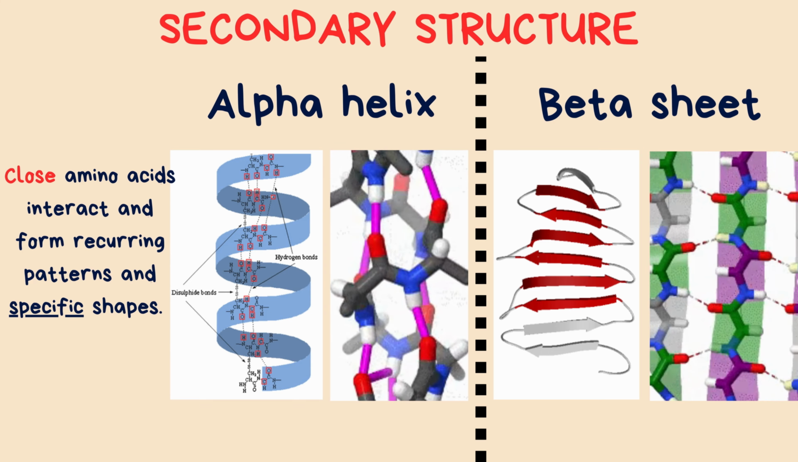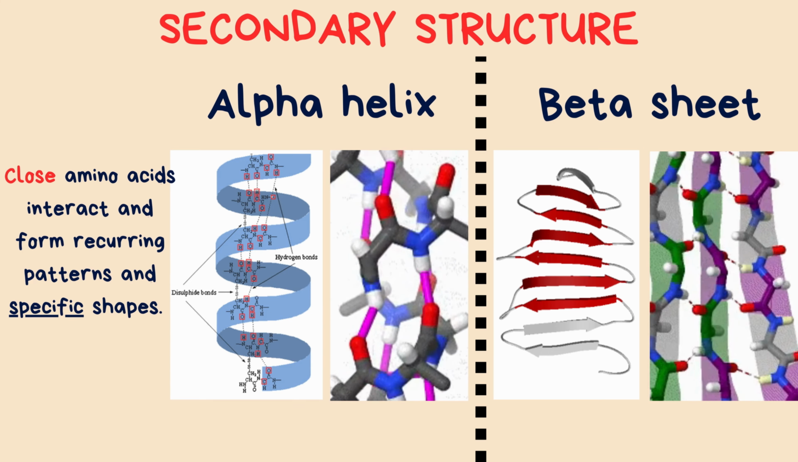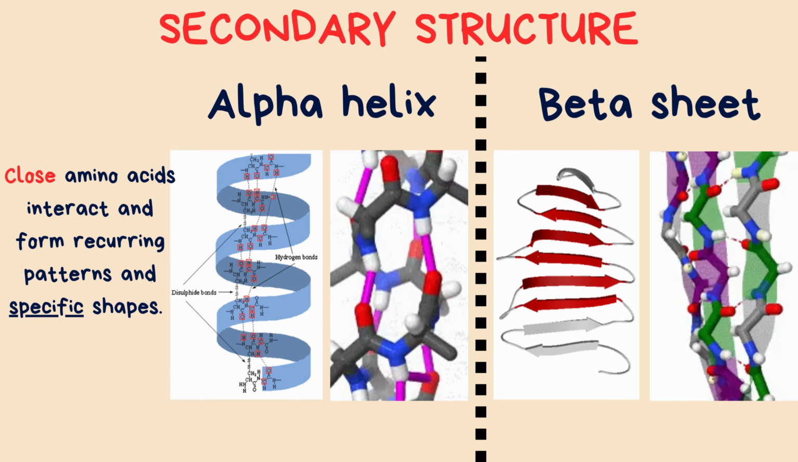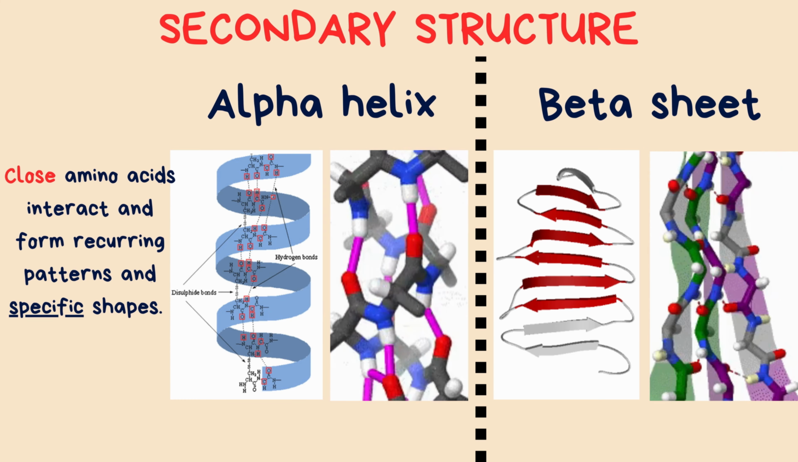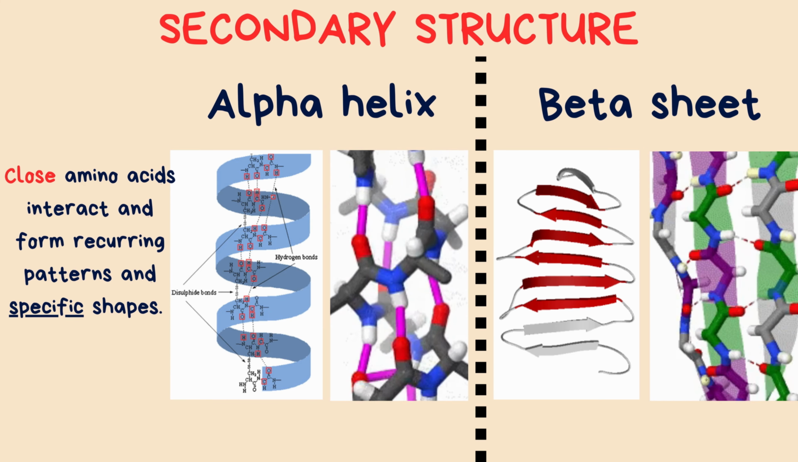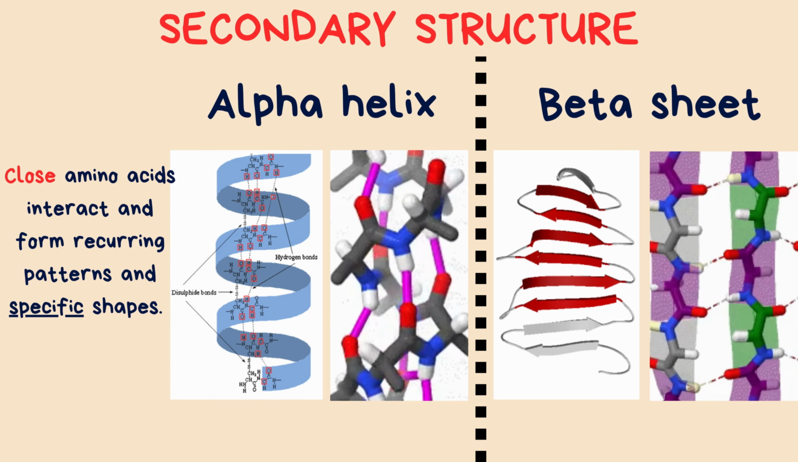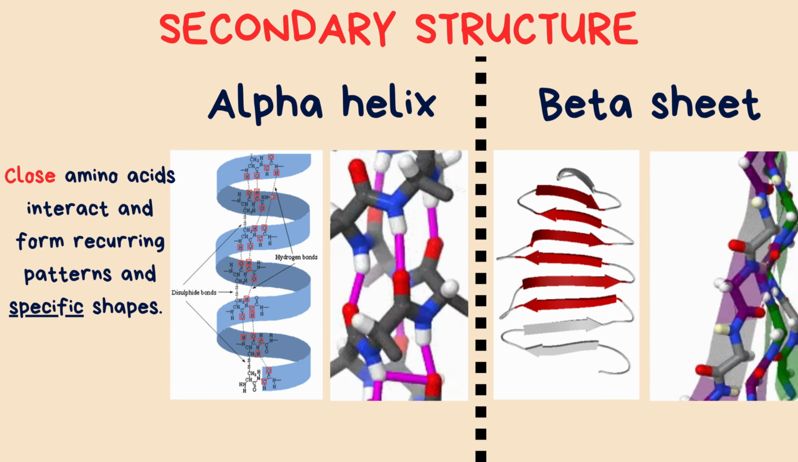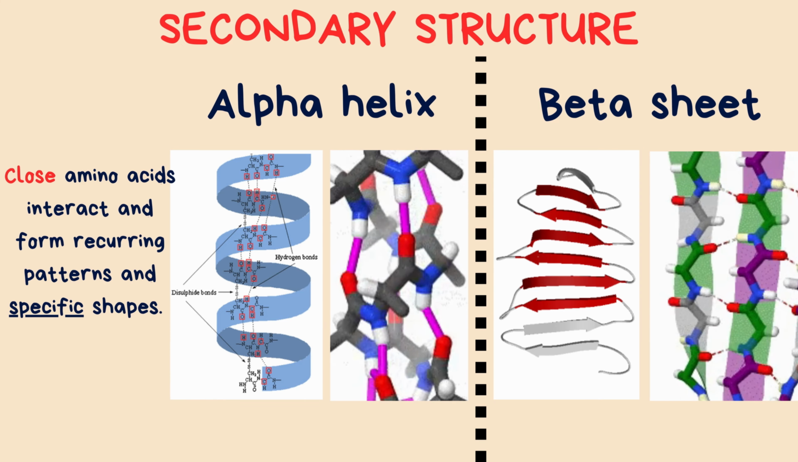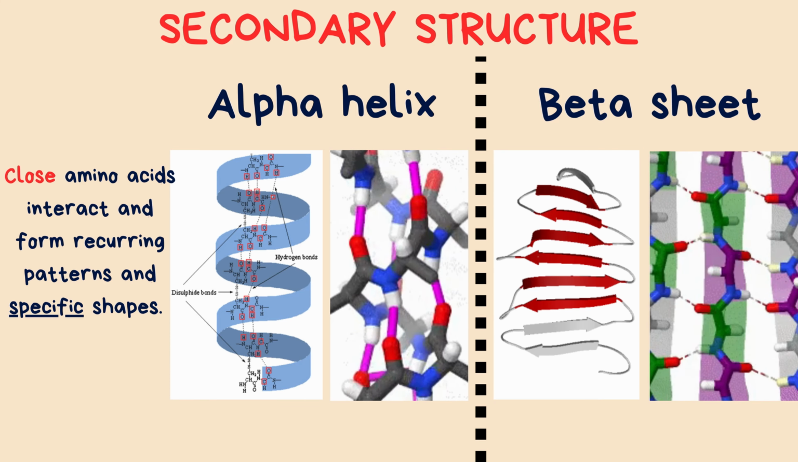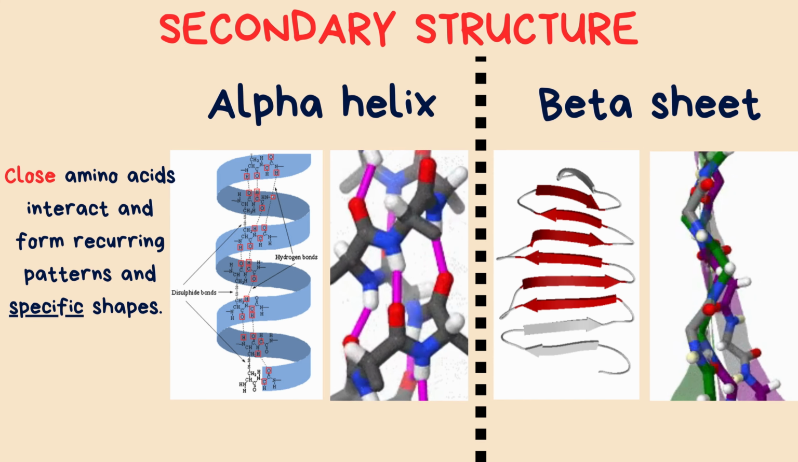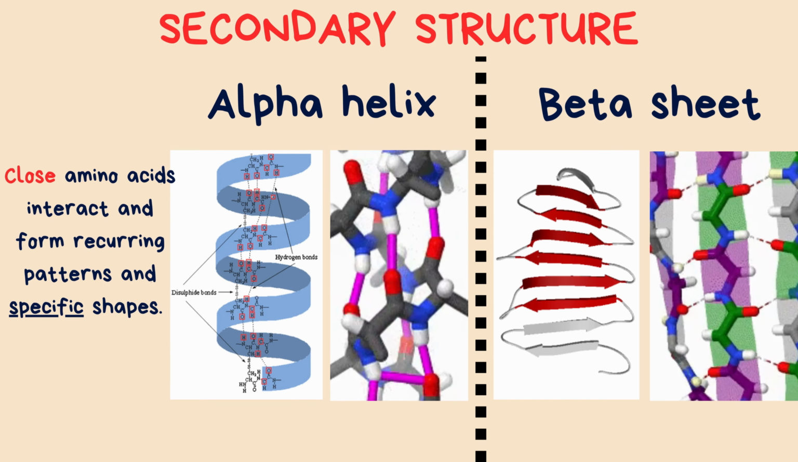In the alpha helix, the polypeptide backbone coils into a spiral with R groups or side chains sticking outwards. Each turn of the helix contains 3.6 amino acids, and this structure is stabilized by hydrogen bonds between the NH group of one peptide bond and the CO group of the amino acids 4 positions ahead.